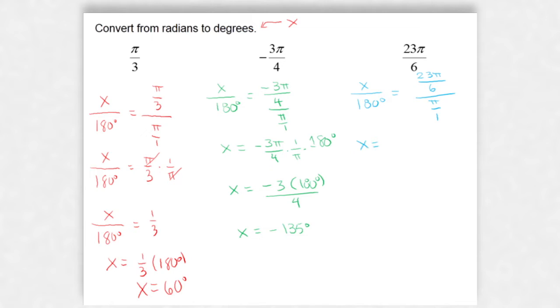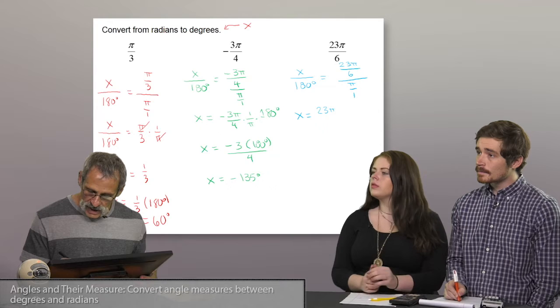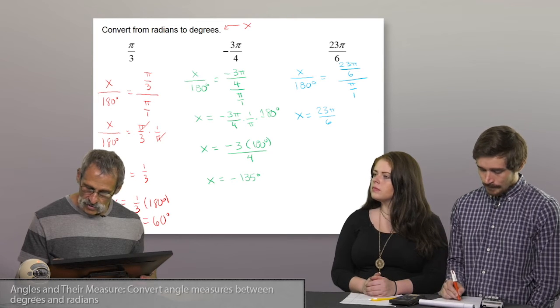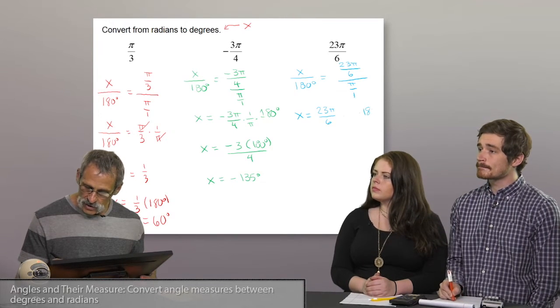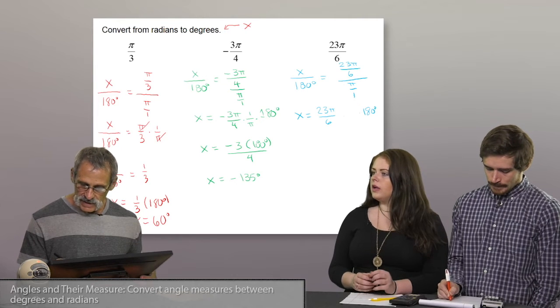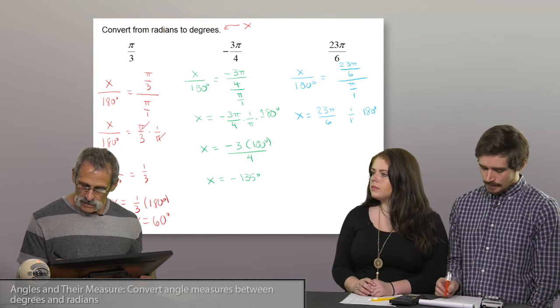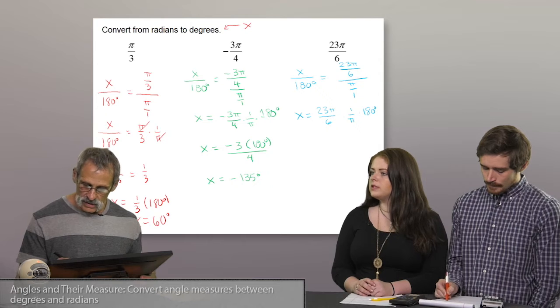Two steps at once. One step is to multiply by 180. So now I have 23 pi over 6, and I'm going to multiply by 180. And I'm also going to invert and multiply. Very good. What cancels? The pi's will cancel.